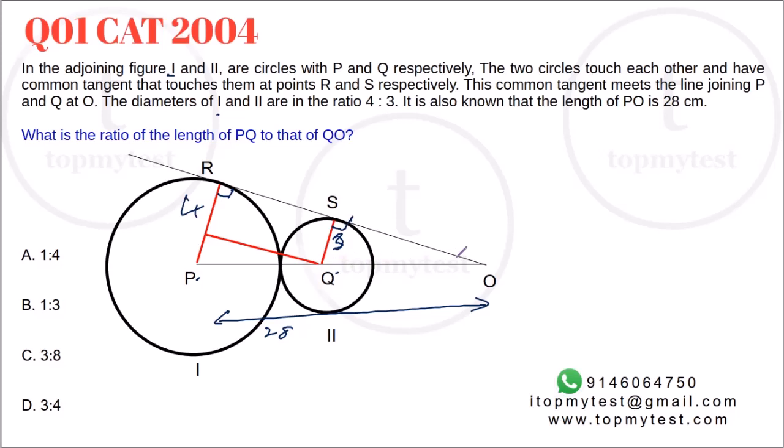We can also find the ratio of the lengths. OQ to OP will be 3:4. So this part is 3, this part is 4. 4 parts is 28. So 3 parts will be 21, right? OQ is 21. Which means PQ should be equal to 7 units. Now what is the first question? The first question says, what is the ratio of the length PQ to that of QO? PQ to QO, that is 7:21, 1:3, option B. Pretty straightforward.